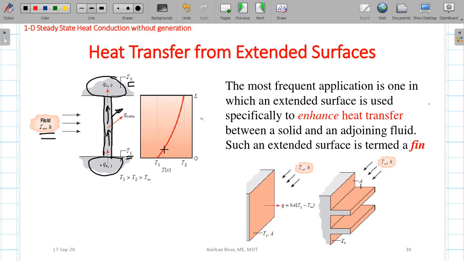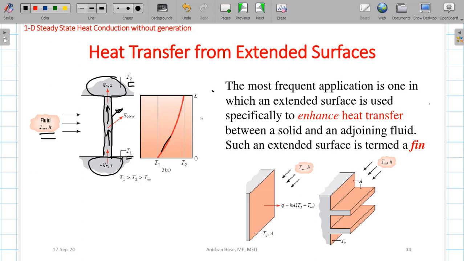As you can see, for this particular case, even if the cross section is uniform throughout, when heat is transferring from here to here, since along with the conduction, convection is taking place, then the temperature distribution, as you can see, is not a straight line like what we have seen in the case of a plane wall. So now we are going to study this particular situation.